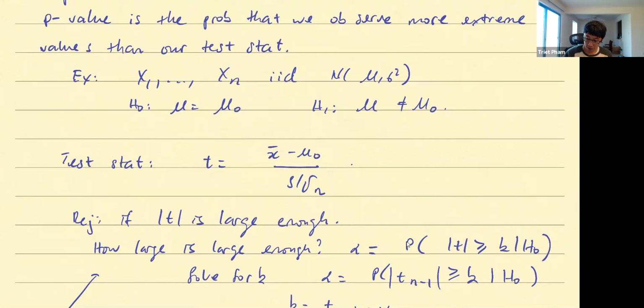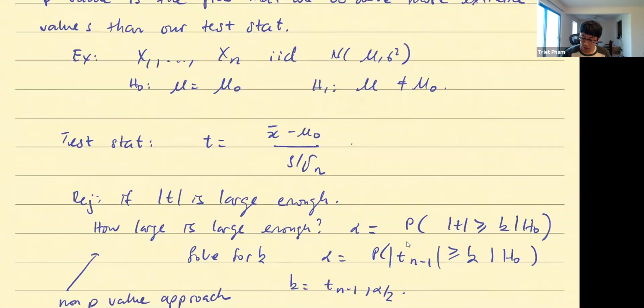So a lot of times, this statement will give you the guide. So this is our test stat. It's a little bit confusing here. In this approach, the test stat is treated as a random variable. In the p-value approach, the test stat is treated as a constant.